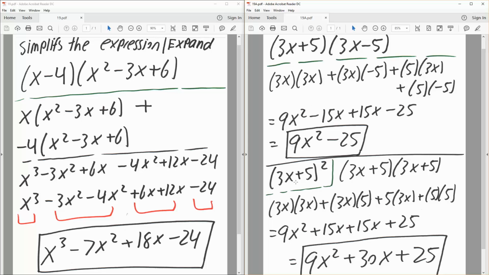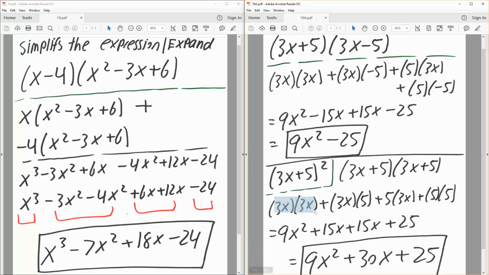And now we'll do the last problem. 3x plus 5 parentheses squared. So this right here is equivalent to parentheses 3x plus 5 times parentheses 3x plus 5. And so we'll do almost the same thing as this, where we do 3x times 3x. Next we will do 3x times 5. Next we will do 5 times 3x. And lastly 5 times 5.